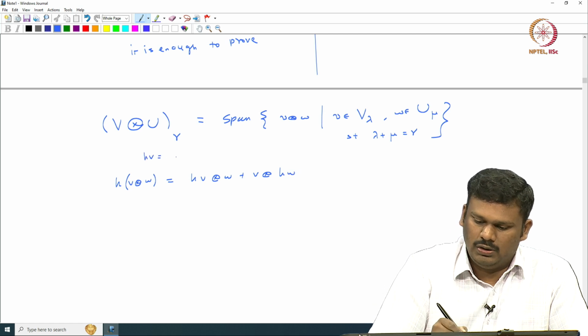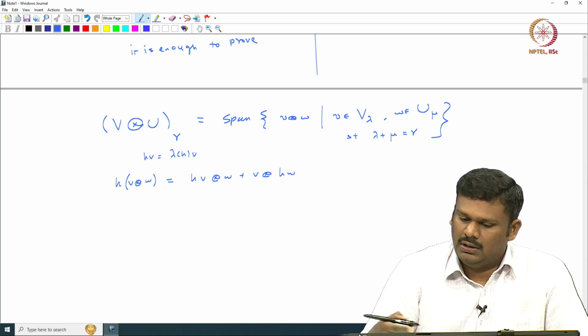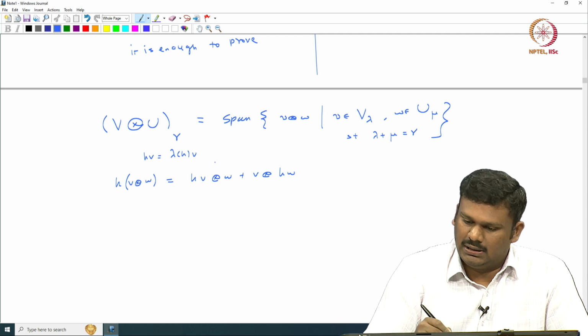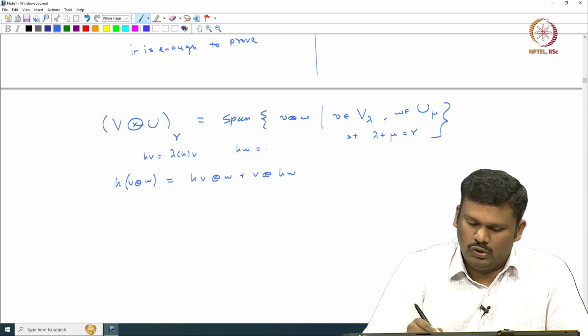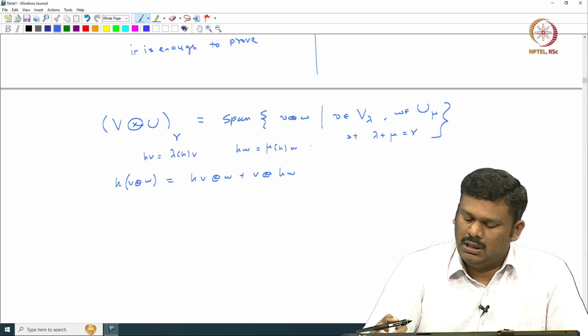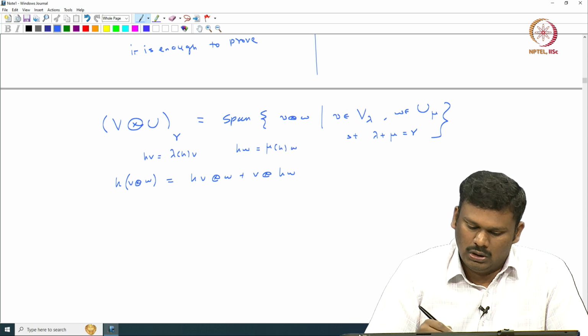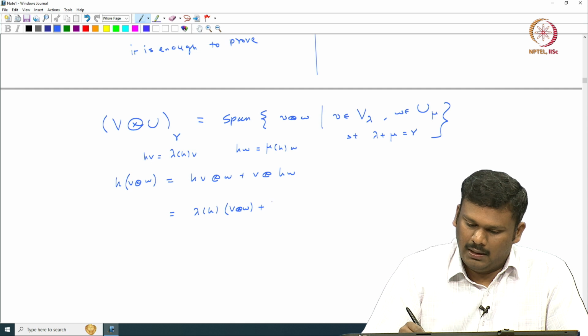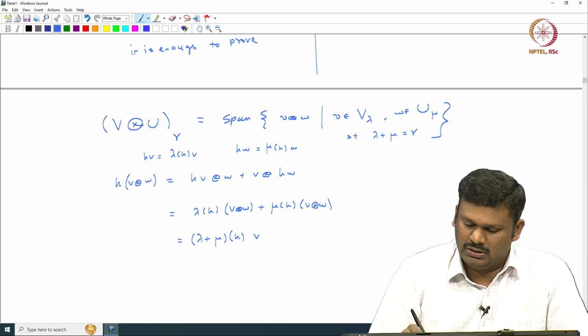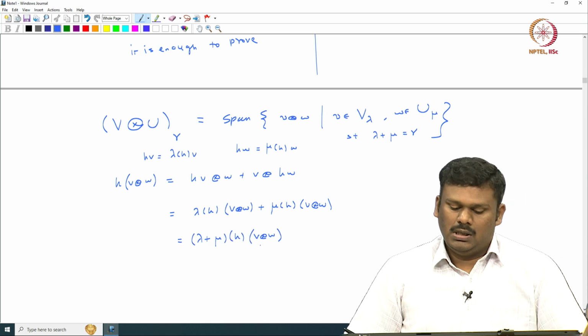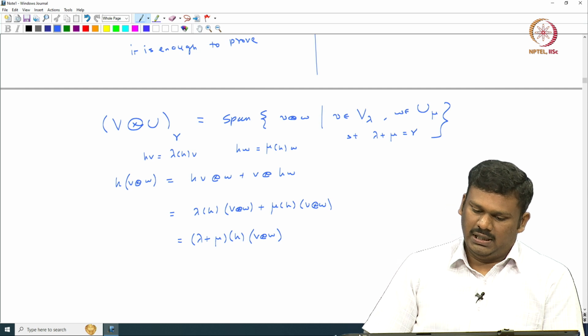Now, H acting on V is going to be lambda of H times V, because V is coming from V lambda, and then H acting on W is going to be mu of H times W, because W is coming from U mu. So, in particular if you put them together, you can see that this is going to be lambda of H, V tensor W, plus mu of H, V tensor W. So, if you just take it out, this is lambda plus mu of H, V tensor W. So, this is the computation that we have.